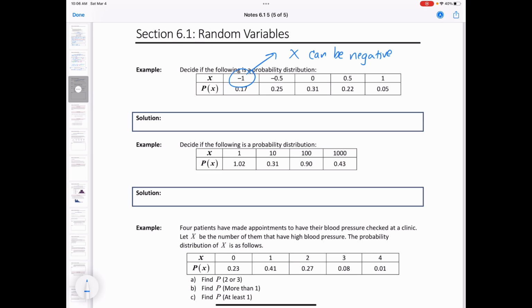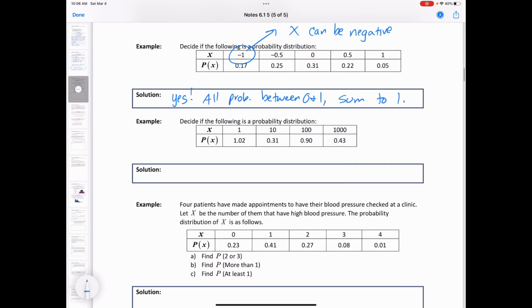I'll show you some in a minute where it is negative. And I'm going to look at the probabilities. They all look good. Take your calculator and add them and pause the video. Make sure they sum to 1. And here's what I found. Yes, all probabilities are between 0 and 1. And they sum to 1.